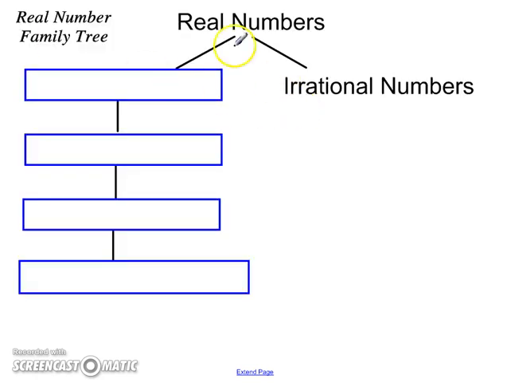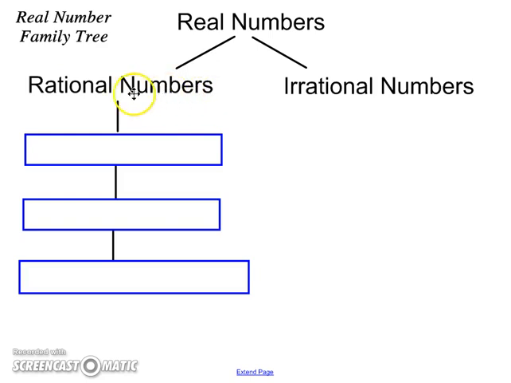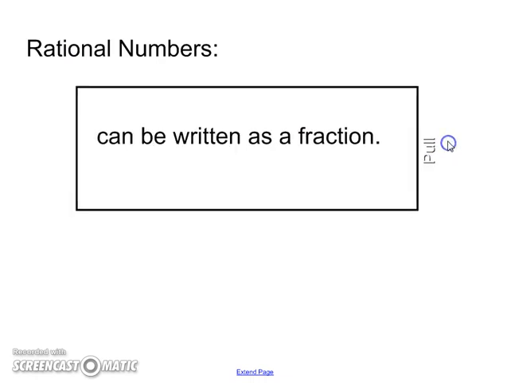Now we work to the left side of the table, and one thing that you have to understand first off is that it is not possible to go both left and right here. Once we have a real number, it will either go to the right and be irrational, or it will go to the left and start working down the left side of the table. So we have our rational numbers. Now rational numbers, by definition, and this is actually not the mathematical definition, but this will be the definition that we work off in this class, can be written as a fraction.